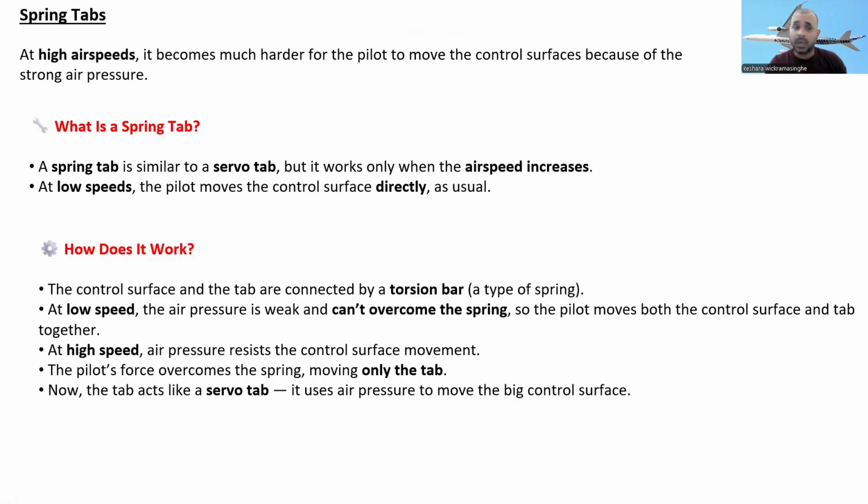So how does it work? The control surface and the tab are connected by a torsion bar, a type of spring. At low speed, the air pressure is weak and can't overcome the spring, so the pilot moves both the control surface and the tab together. At high speed, air pressure resists the control surface movement. The pilot force overcomes the spring, moving only the tab. So now the tab acts like a servo tab. It uses air pressure to move the big control surface.